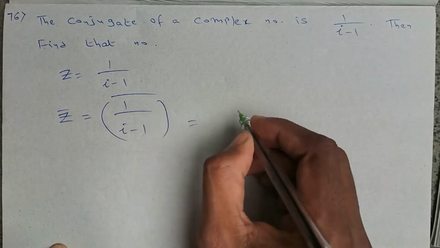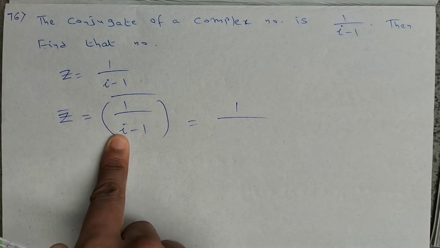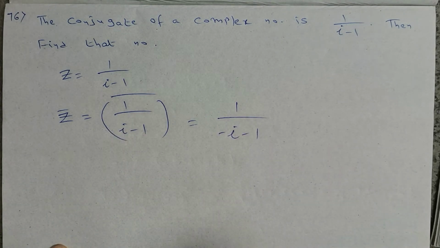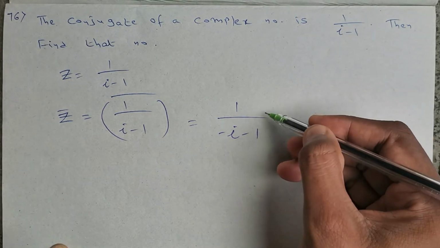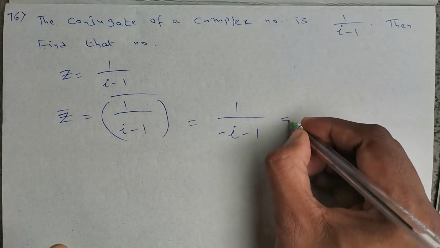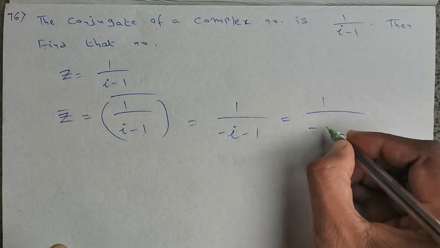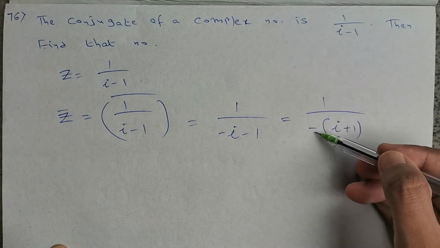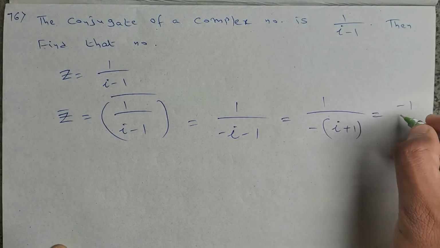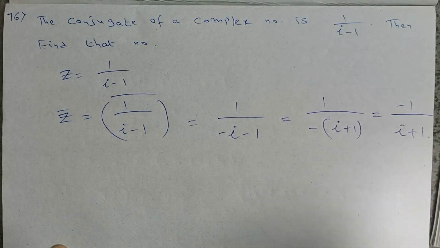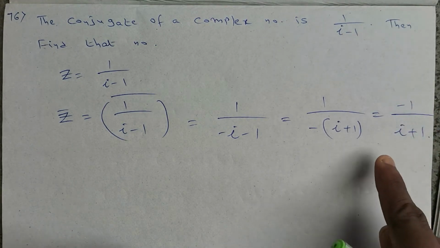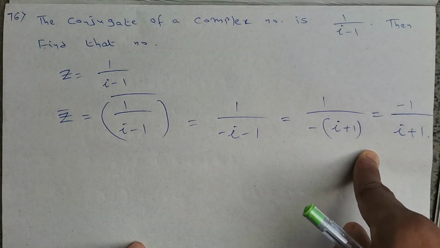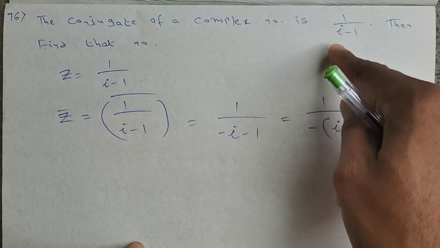It is very simple, right? The numerator as it is, divided by plus i will become minus i minus 1. So 1 divided by minus i minus 1. 1 divided by, from the denominator I will take out minus common, so remains with i plus 1. Now this minus I will apply to the numerator. So minus 1 divided by i plus 1. The number is minus 1 divided by i plus 1. For this number only the conjugate is 1 by i minus 1.